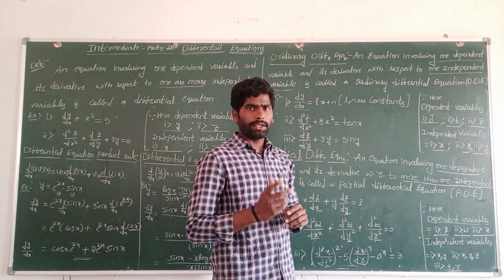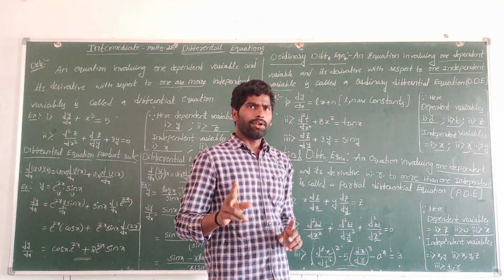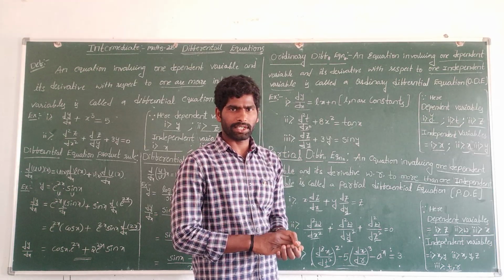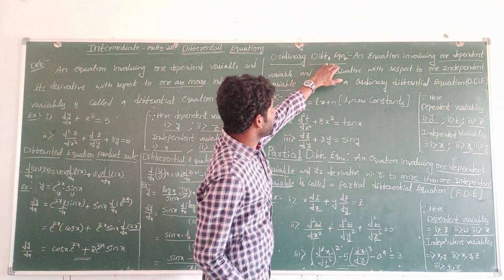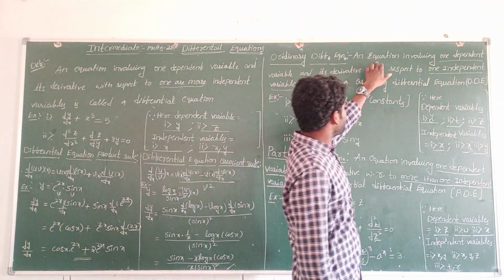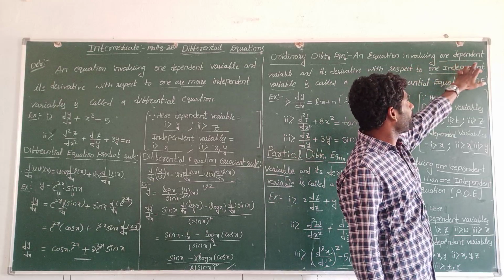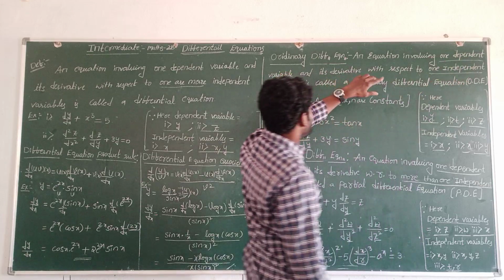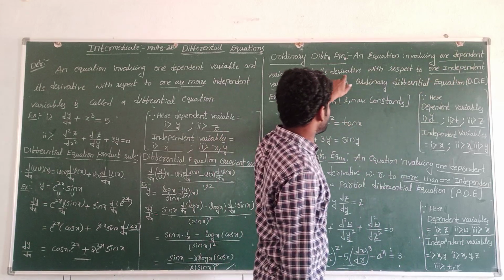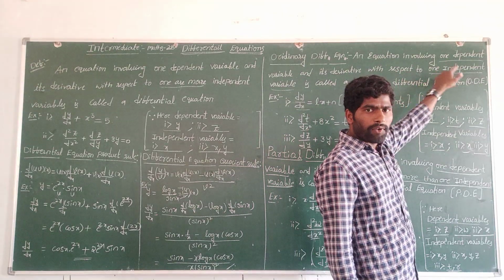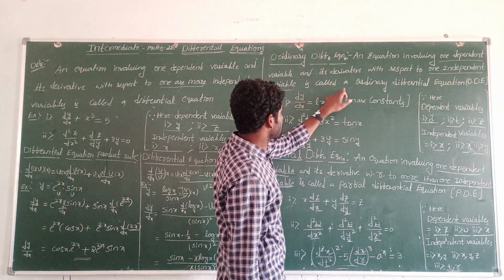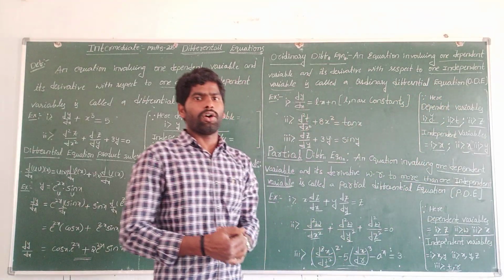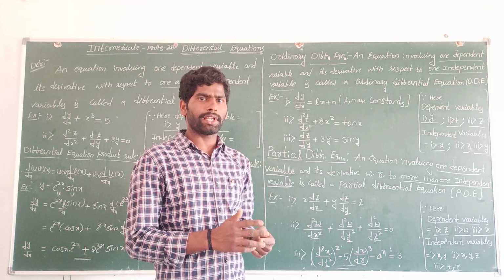Next. In the differential equation we have two types. One is the ordinary differential equation, and one is the partial differential equation. Ordinary differential equation, see the definition: an equation involving one dependent variable and its derivative with respect to one independent variable is called an ordinary differential equation. In short form, we call it ODE.